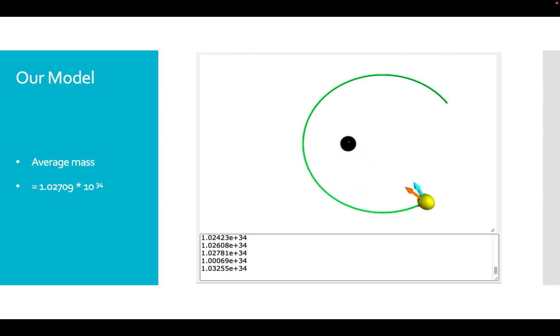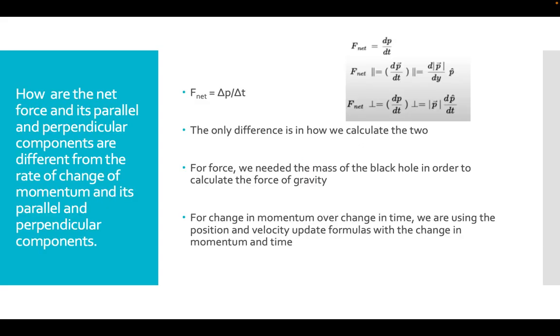So we can see here that the model runs fine, and it feels like a greater force when it gets closer to the black hole, which makes a lot of sense. And the average mass, which is an average of all the masses that's given as an output, is 1.02 times 10 to the 34th.